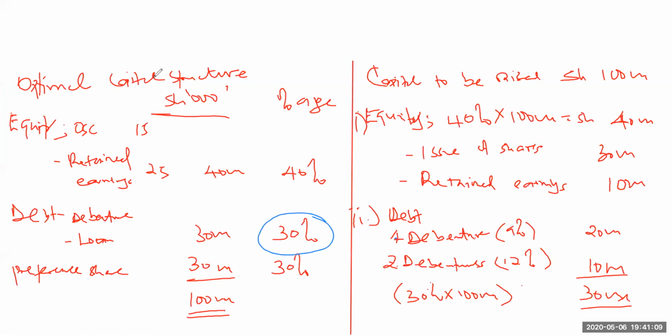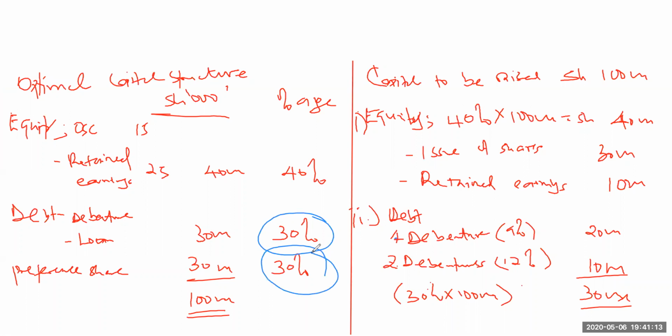Then we have preference share. As per the second bullet point, the company can issue additional 15% preference share with a par value of 50 at 25. So here that source of capital is the preference share, which as per our capital structure ought to be equal to 30%.